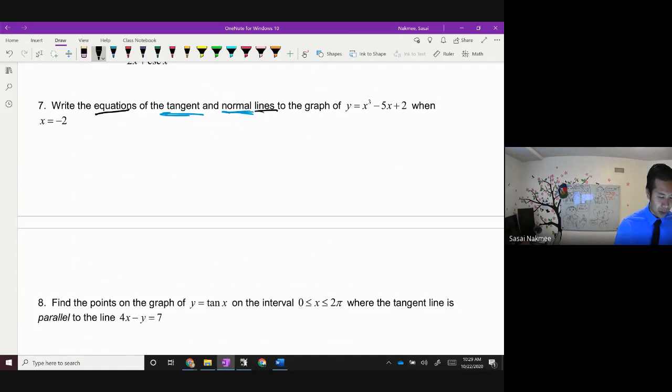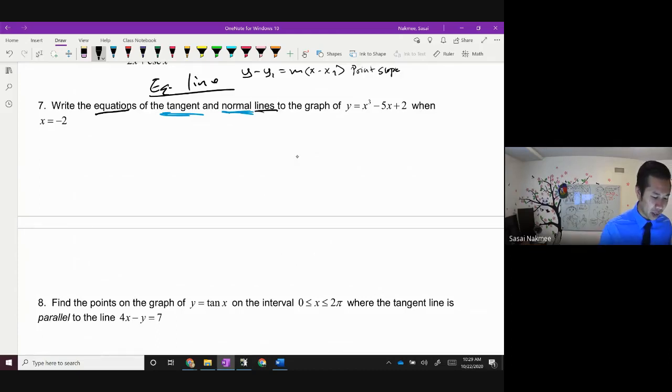In order for you to write an equation of a line, right? The equation of a line, do you guys remember it? There's two ways to write an equation of a line. One way is y minus y1 is equal to m times x minus x1. We call that point slope form. And then the other way is y is equal to m times x plus b. And we call this one slope intercept form. Right?